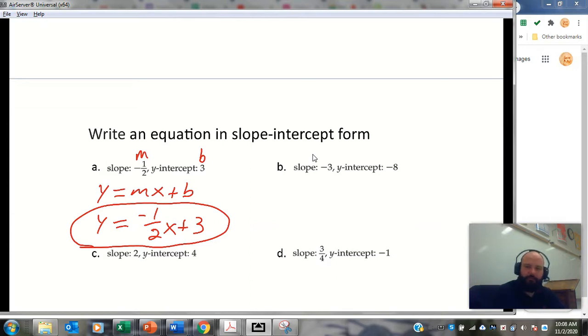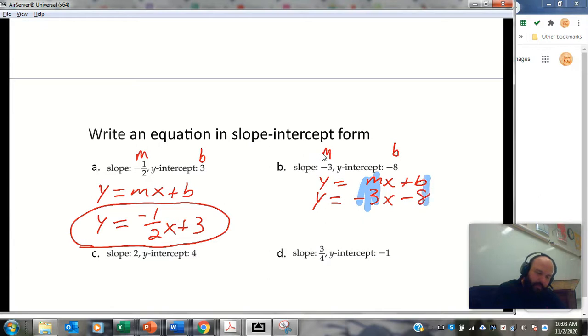It's very simple. The next four are the exact same. You always want to label, if you notice for slope, I'm going to label that as m. Then I'm going to label this one as b, because the slope is the m and the y-intercept is the b. So it's y equals negative 3, and then we have x, and then minus 8. All you are doing is y equals mx plus b. You can see that I filled in negative 3 for m, and I filled in negative 8 for b. And so the final answer is y equals negative 3x minus 8.